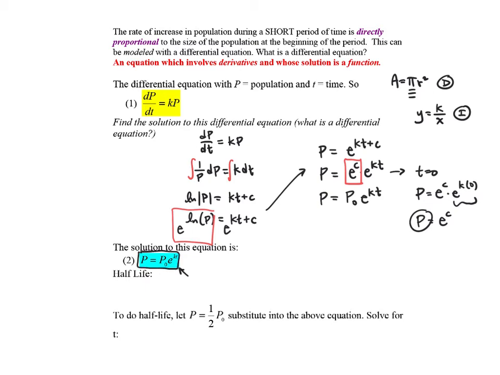the population at any given time is the population initially times e to the kt, where k is some constant of variation, and t is the units of time since whenever the population was recorded. Okay, so let's continue with this idea of half-life.